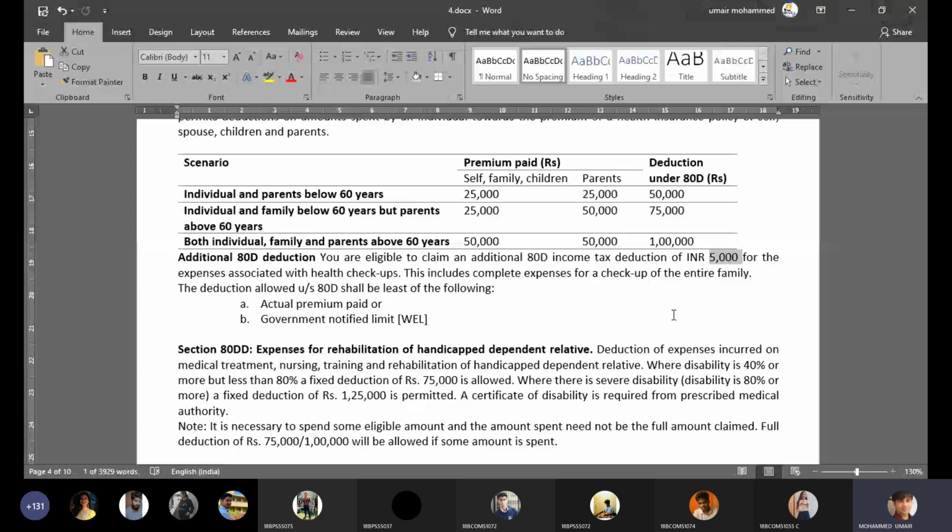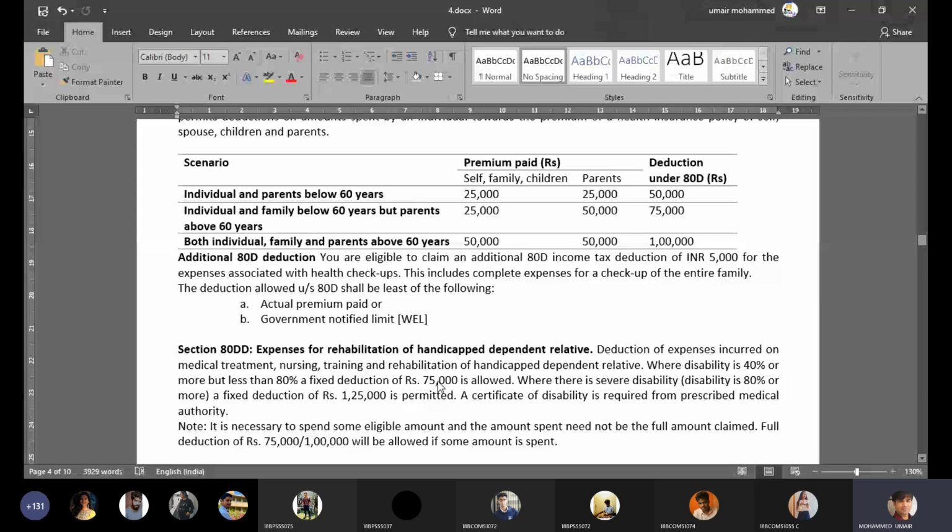The answer is, if the disability is between 40 but not more than 80, the amount is 75,000. But if the severity of disability is more than 80%, then the amount of deduction the assessee can claim is 1,25,000. Now, who decides what is the severity of disability? It is decided by the concerned doctor, and you have to give proof to the income tax department. The severity of disability is decided by the doctor, not by the assessee.